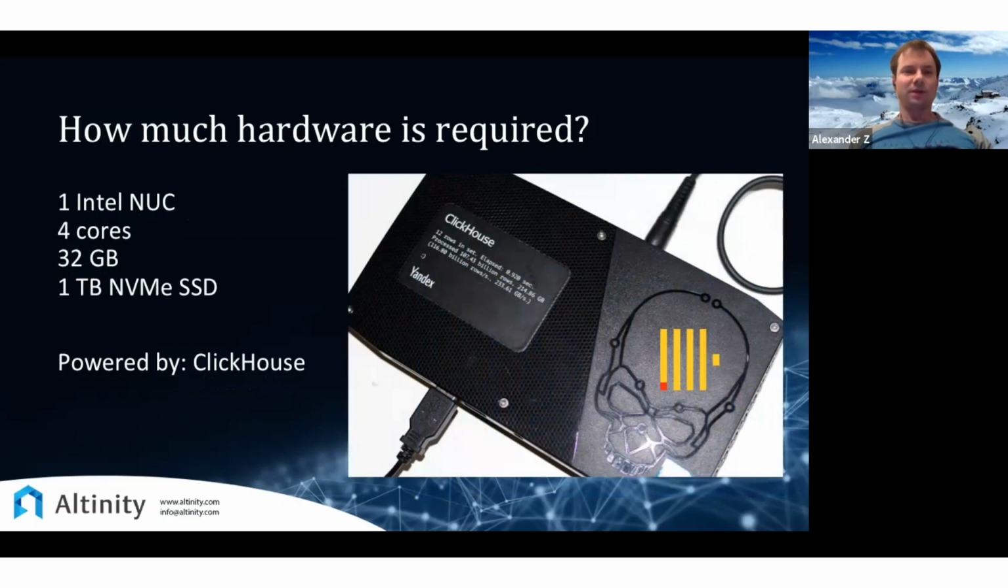So I took my Intel NUC, which we often use at conferences for some demos. It has only 4 cores, 32 gigabytes of RAM, and 1 terabyte of pretty good storage. But the most unique thing about this Intel NUC is that it's powered by ClickHouse, which is an analytical database.